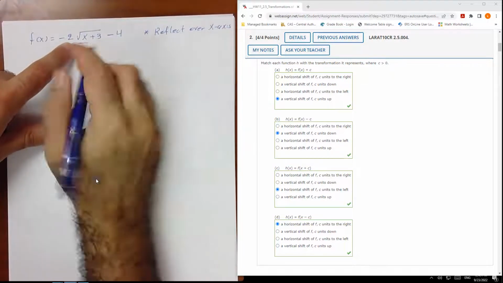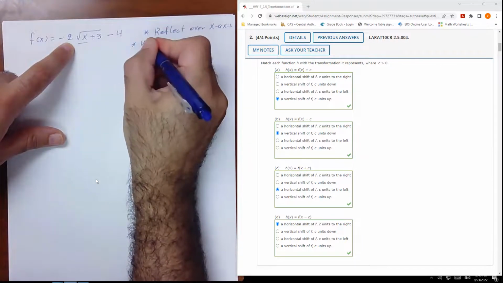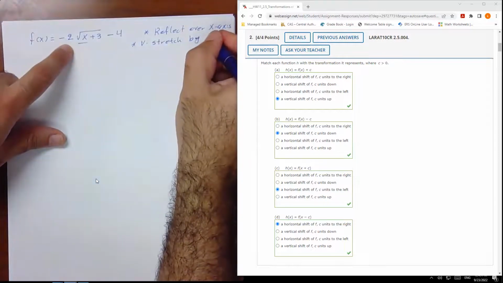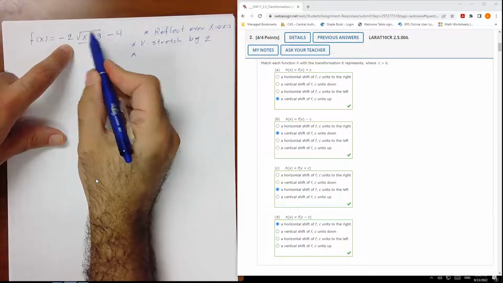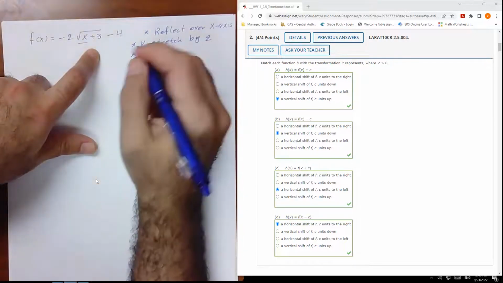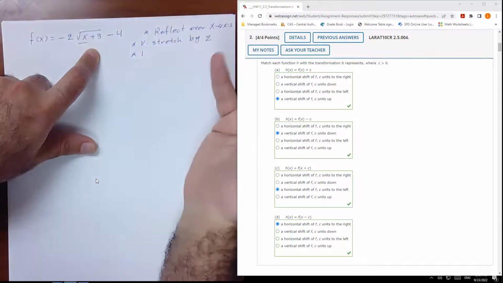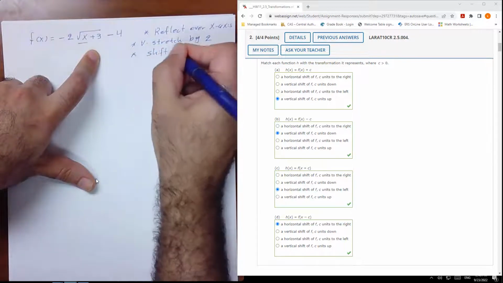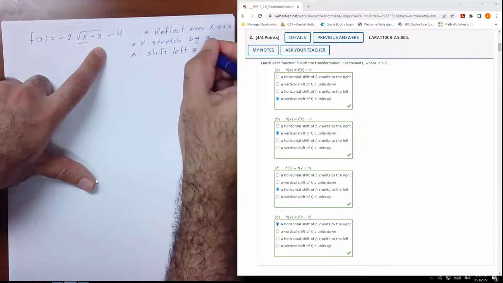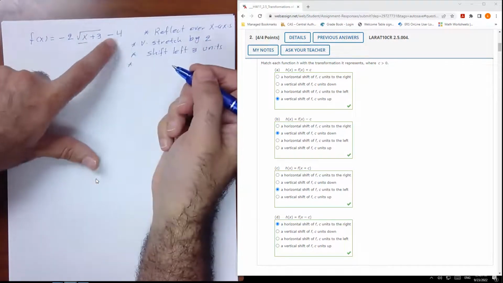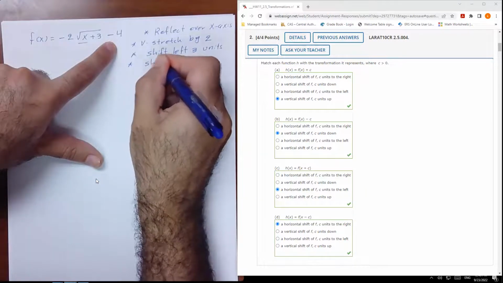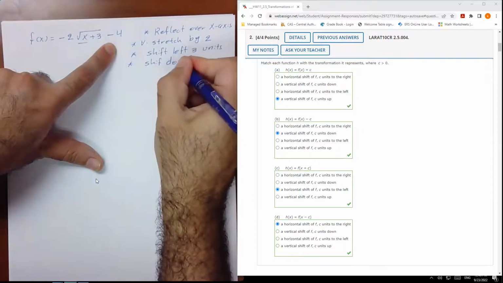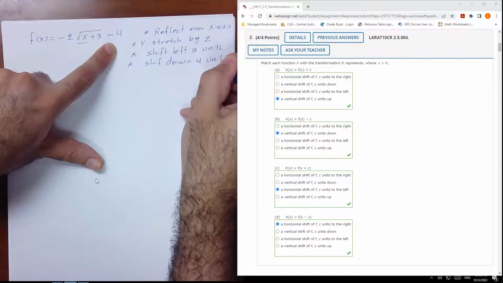Now the second technique, there is 2 outside the basic function. So it's going to be vertical stretch by 2. Next technique, plus 3 inside the basic function, inside the root. So this one, if it's a plus, is going to be horizontal, shifted to the left. So if you say shift left, that means horizontal technique. So shift left 3 units. Last technique, minus 4, which is outside. So it's going to be shift down. How many units? 4 units. That's it for this one.